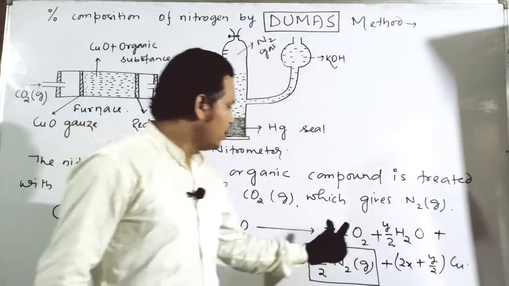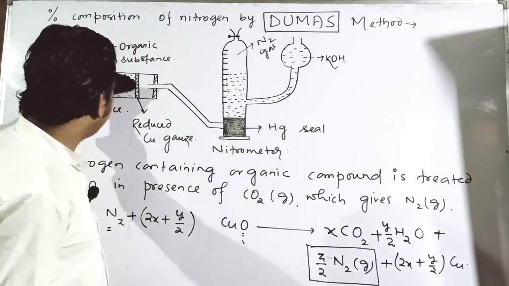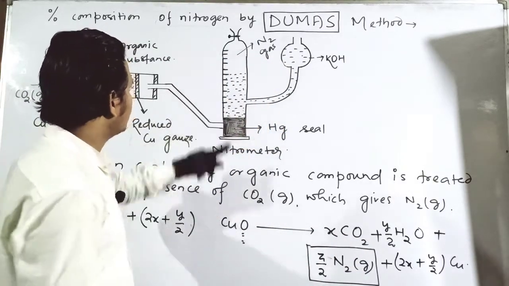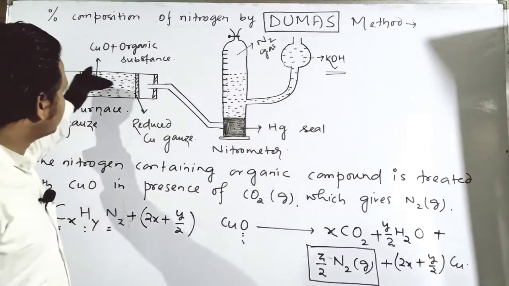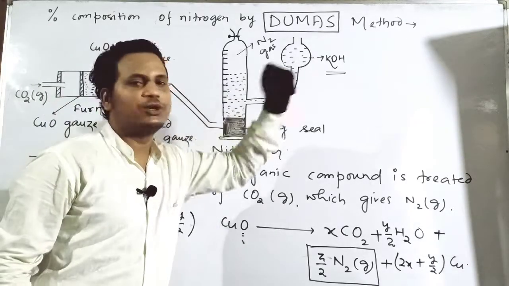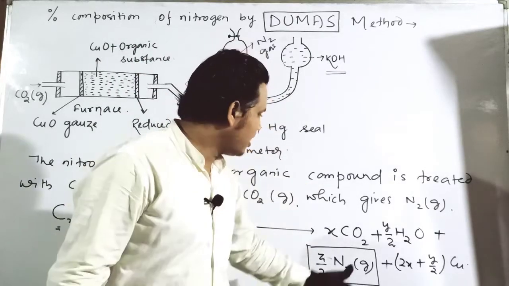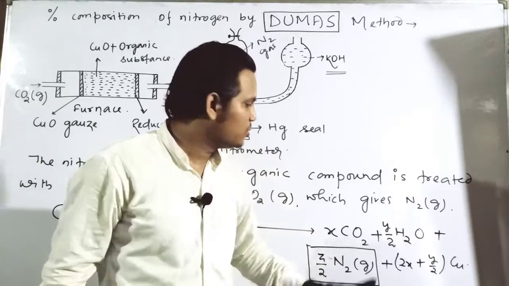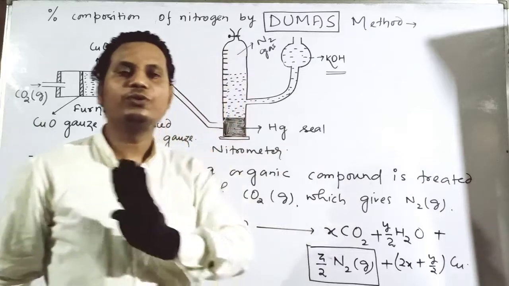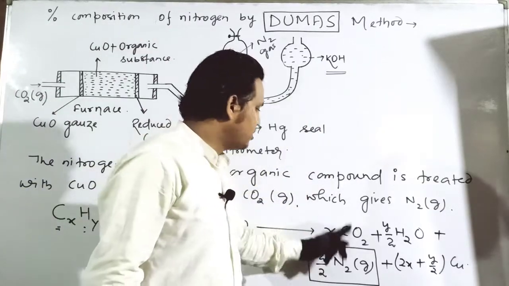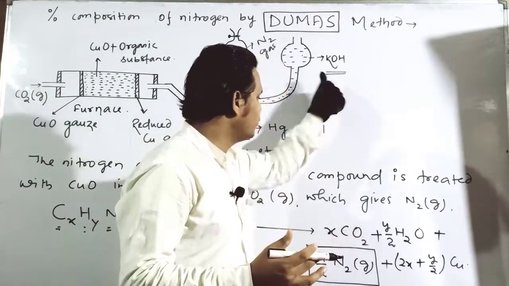Now see, the carbon dioxide gas formed will come through here. Here potassium hydroxide is present. So the carbon dioxide gas coming in reacts with potassium hydroxide, because potassium hydroxide is a base and carbon dioxide is an acid. So this reacts with this to form a salt, that is potassium carbonate. So CO2 is finished by reacting with this.